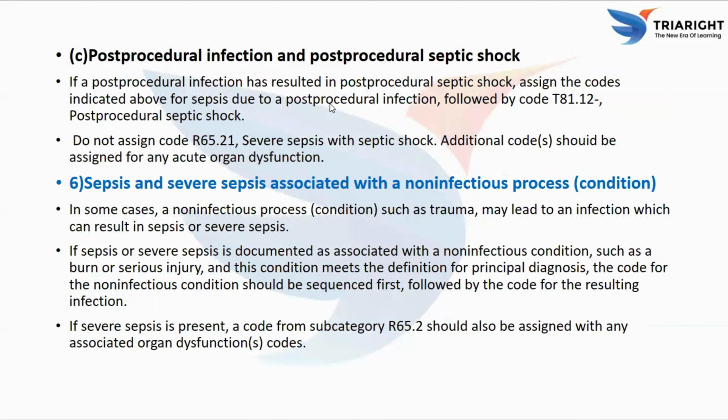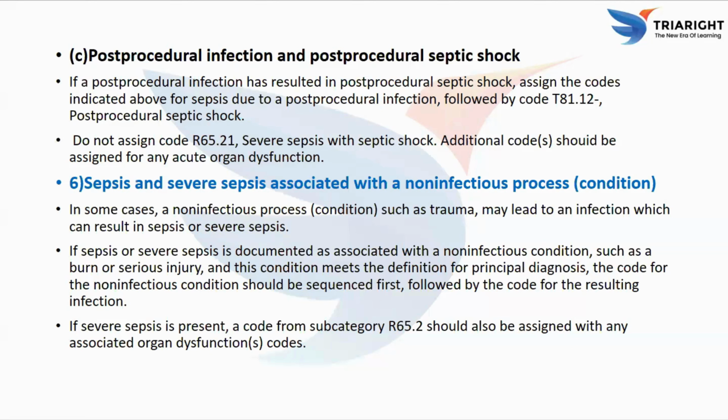So the next guideline is about post-procedural infection and post-procedural septic shock. This explains how to code septic shock caused by the complications of a medical or surgical procedure. If a post-procedural infection leads to post-procedural septic shock, what is the coding sequence? First, you have to assign the complication code for sepsis due to a post-procedural infection, for example, T81.44, sepsis following a procedure. Then you have to assign T81.12 for post-procedural septic shock.